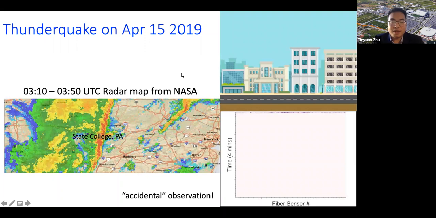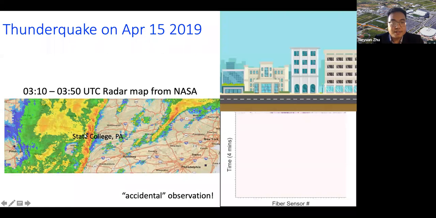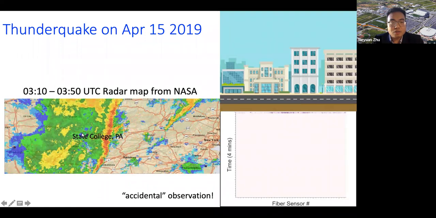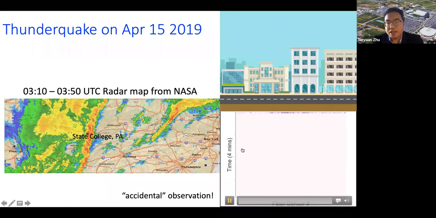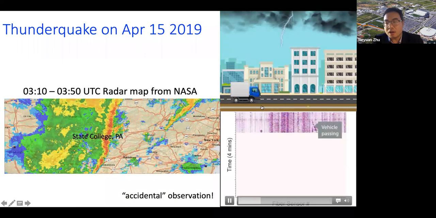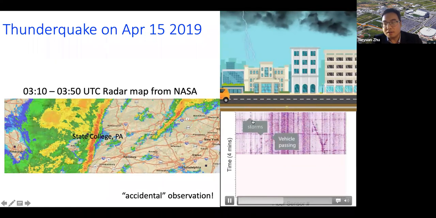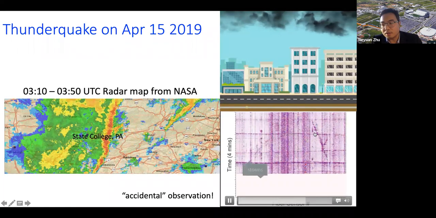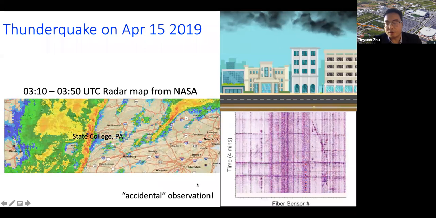This is another very exciting result from our FORESEE DAS array. As you can see, this is the radar map indicating how the thunderstorm crossed State College. And then I have an animation to show how this lightning thunderstorm interacts with the solid earth and is detected by this DAS array. You see all these events across all sensors. This represents a thunderstorm. This is another thunderstorm. This is a strong one. And the linear events represent the vehicles.